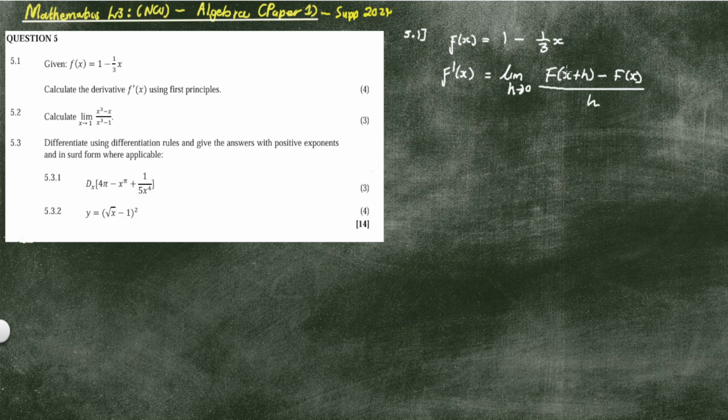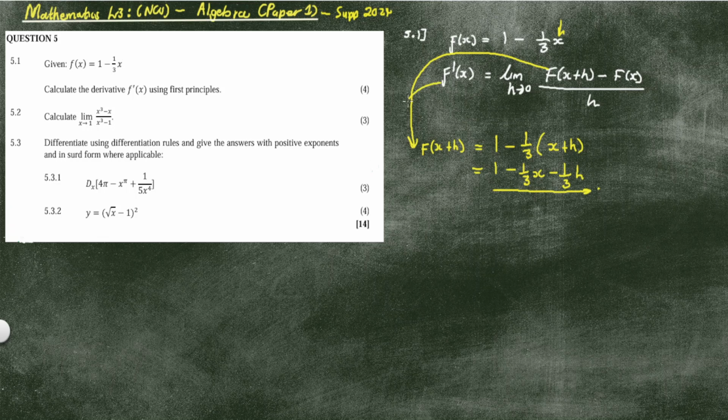So the first thing we'll have to work out is finding f of x plus h. Let's do that first. It's going to be basically the above function, but where there's x, I'm going to replace it with x plus h. So it's 1 minus 1 over 3 in bracket, x plus h. We simplify: 1 minus 1 over 3x minus 1 over 3h. After simplifying, I don't see any like terms, so we stop here.